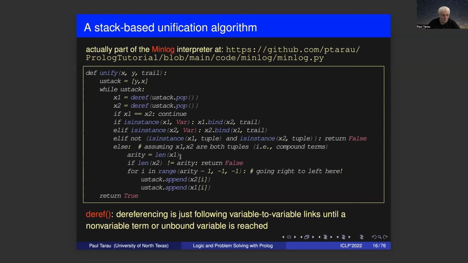And otherwise, you make sure that the arities of the two terms, which is how many arguments they have, are the same. If not, you return false. Otherwise, and here you go backward because they are reversed on the stack, you would put them all on the stack so that when you go back here, while the stack is not empty, they get unified. The one corresponding to the left term first, and then the one to the right. So the same way as we explained it is what the algorithm emulates here.